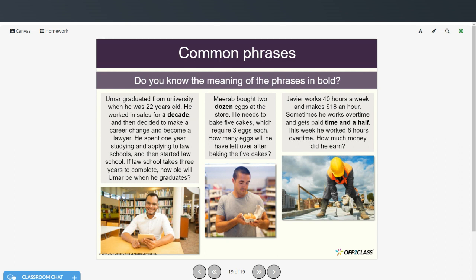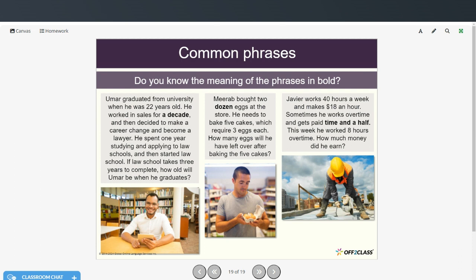Mirab bought 2 dozen eggs at the store. He needs to bake 5 cakes, which require 3 eggs each. How many eggs will he have left over after baking the 5 cakes? Well, a dozen is 12.